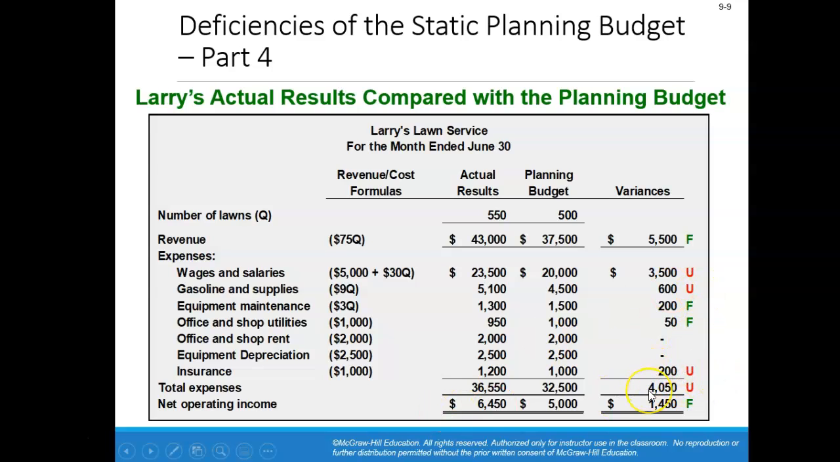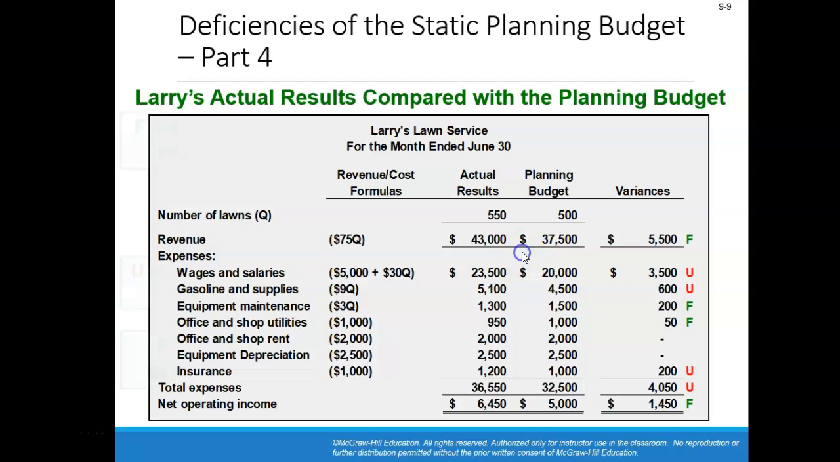So overall, the expenses are unfavorable by $4,050. But in totality, we have revenue favorable by $5,500 and expenses unfavorable by $4,050. When you subtract those from each other, it gives a favorable net operating income in the amount of $1,450.